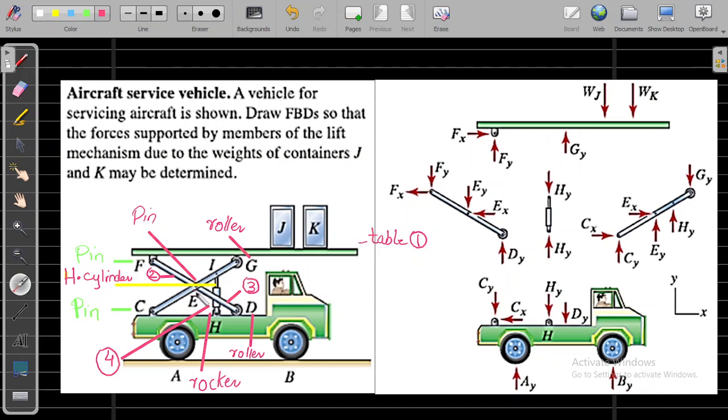This common point E, you have already seen, is also a pin connection. This is common between the two scissor legs. So we have assumed the directions Ex and Ey as this, and when you go to point D, you see this is a roller connection.